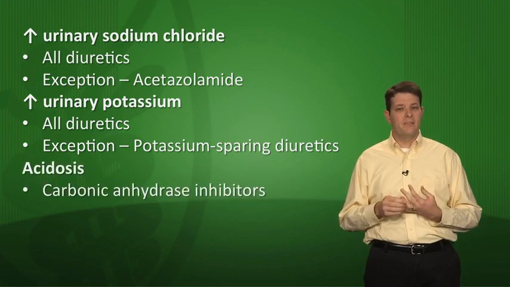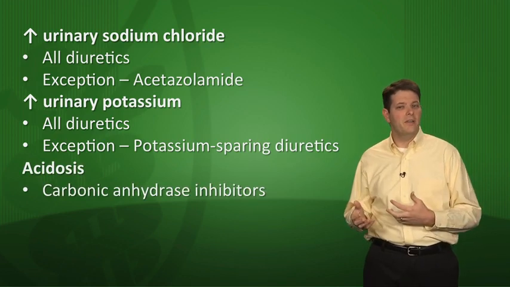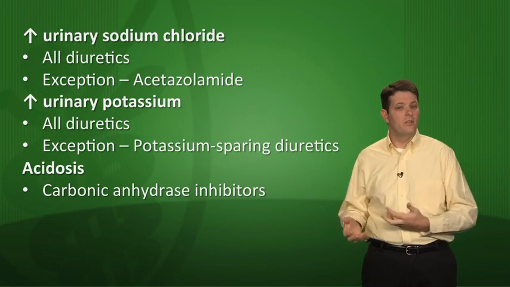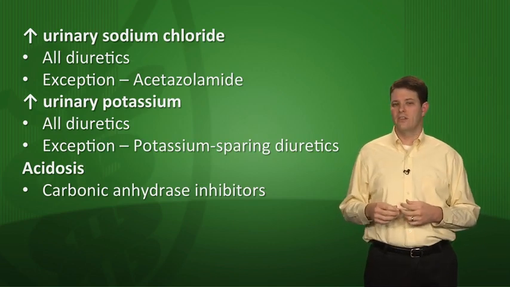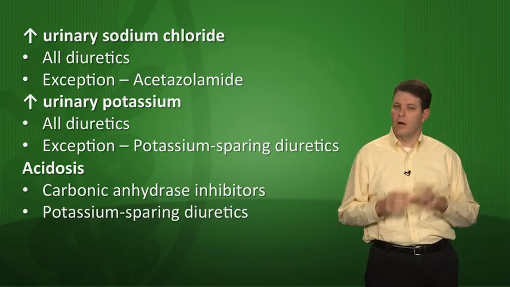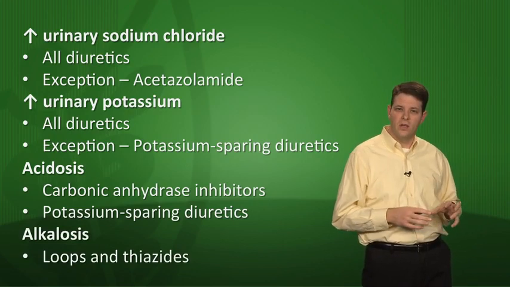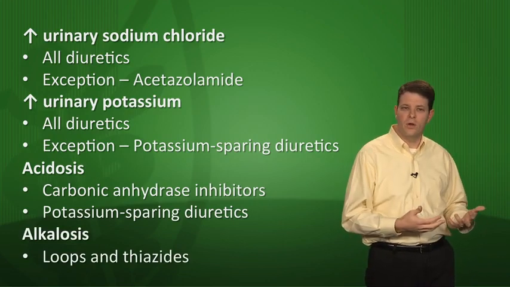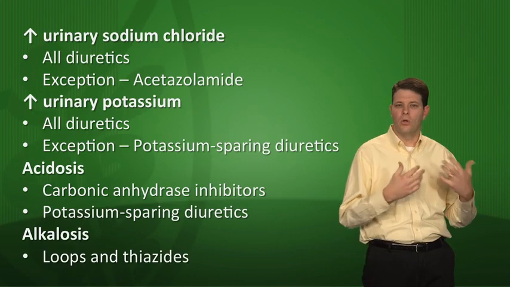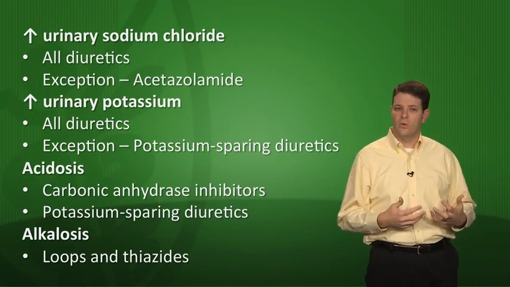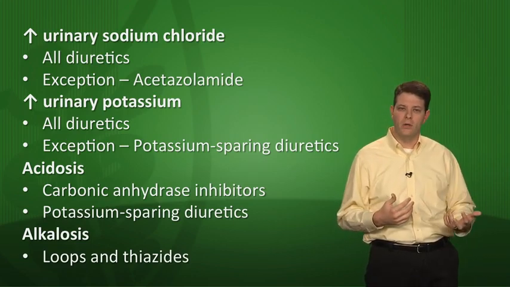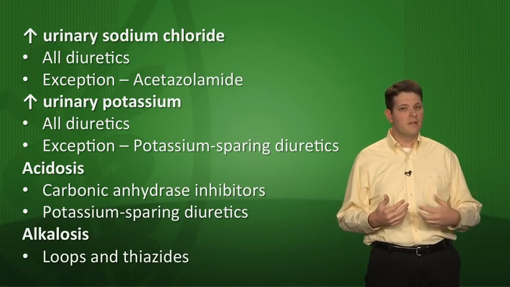And then for acid-base balance, we discussed how carbonic anhydrase inhibitors will cause some metabolic acidosis. You can also get some acidosis with the potassium-sparing diuretics. But with the loops and the thiazides, as you lose lots of sodium chloride in the urine, you're becoming slightly hypochloremic. And that hypochloremia results in reduced excretion of bicarb. When there's more bicarb in the serum, that's alkalosis.